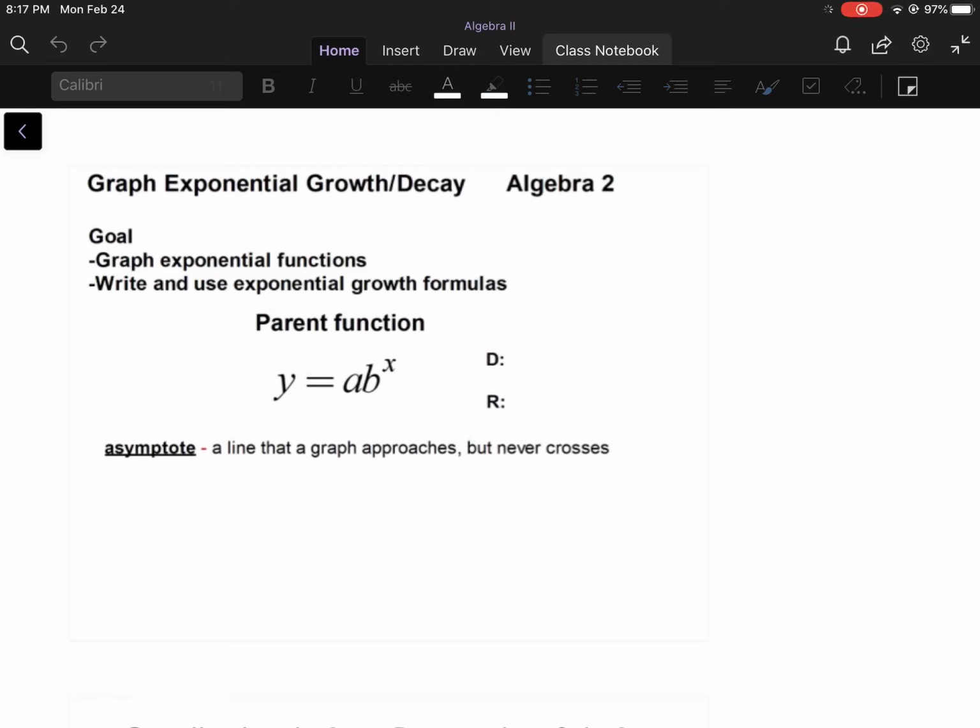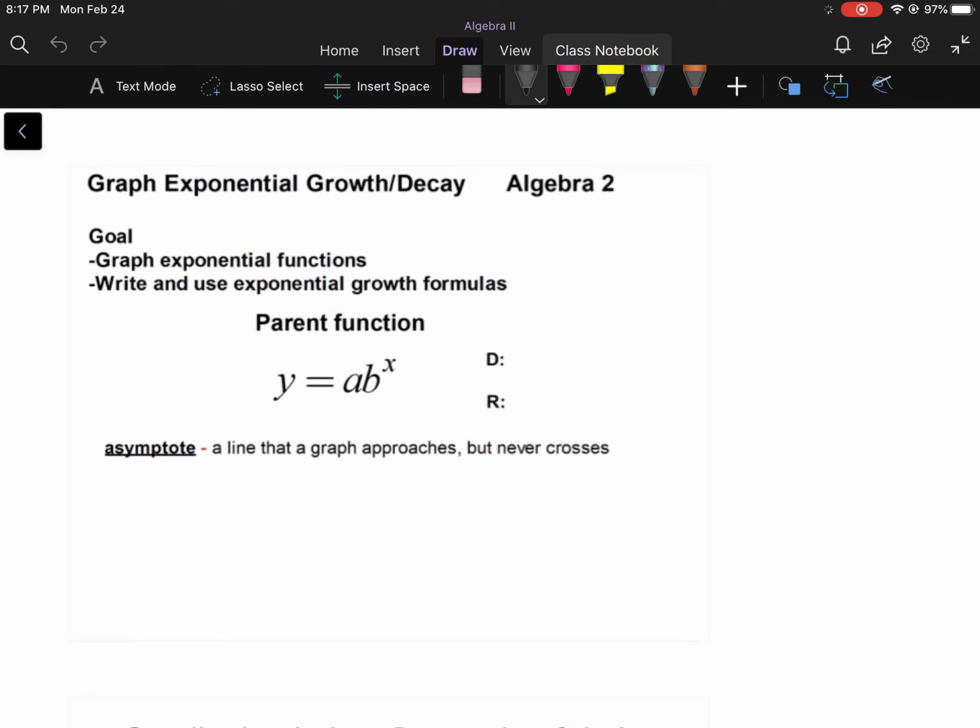Okay, exponential growth and decay. You may or may not have been exposed to this while taking Algebra 1, depending on the year. Anyways, A and B are numbers that can change. A is just like any other A value we've got, we can reflect it and make it go wider, narrower, things like that. What we've got here now is this B, this base.